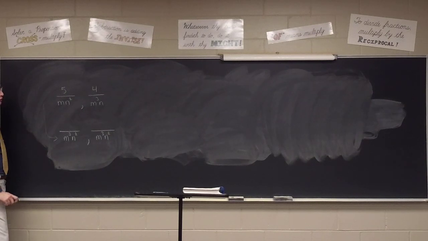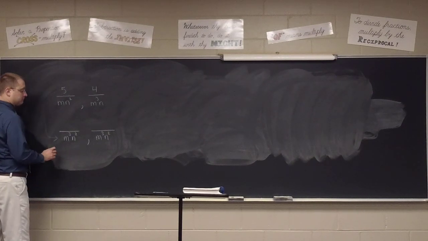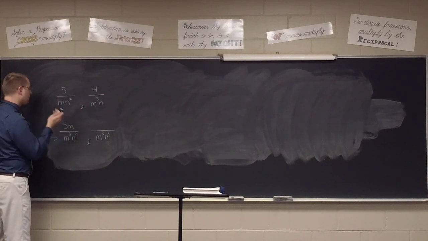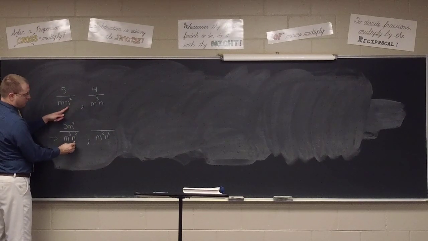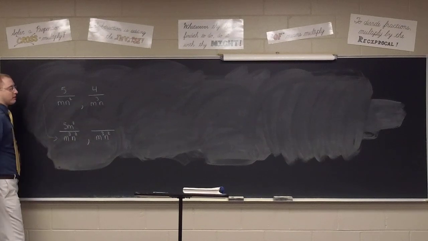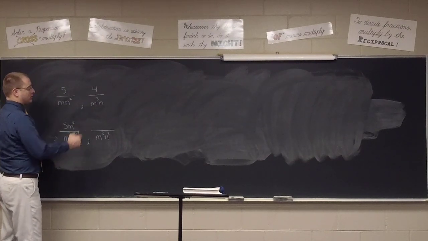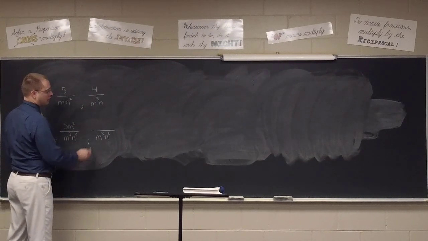And Maddie, what is your first numerator? 5m squared. I'm sorry? 5m squared. Did the n change? Nope, don't mess with it, just 5m squared. Noah, what's the second numerator? 4m.